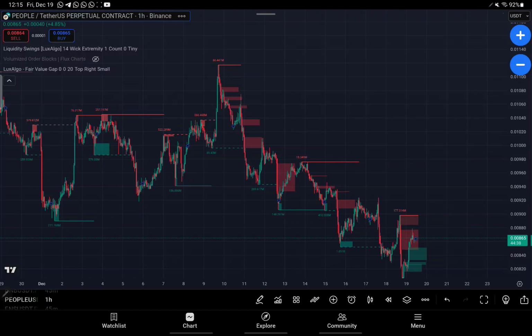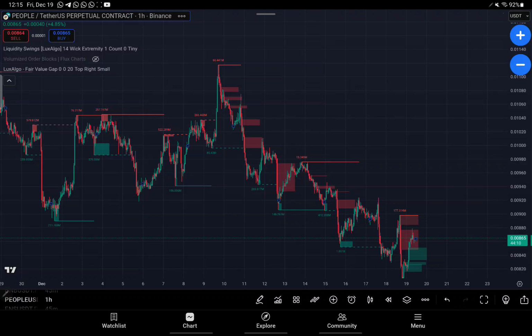So using this strategy is going to help you to know where there is liquidity in the market. As I always say, the market moves from liquidity to liquidity. Secondly, it's going to help you to know where there is a fair value gap. So for people that are trading, either you are trading currency pairs or you are a crypto trader, you are a futures trader, this is going to help you a lot.